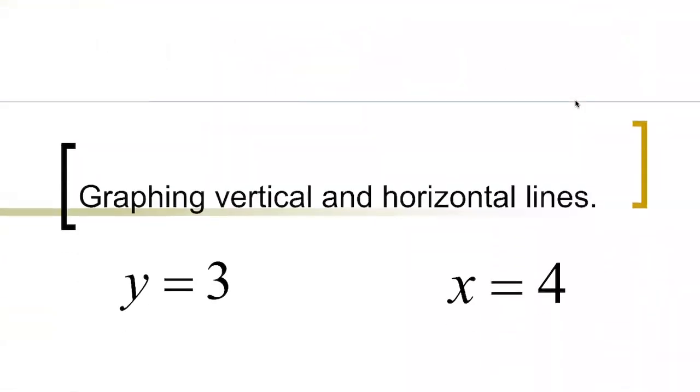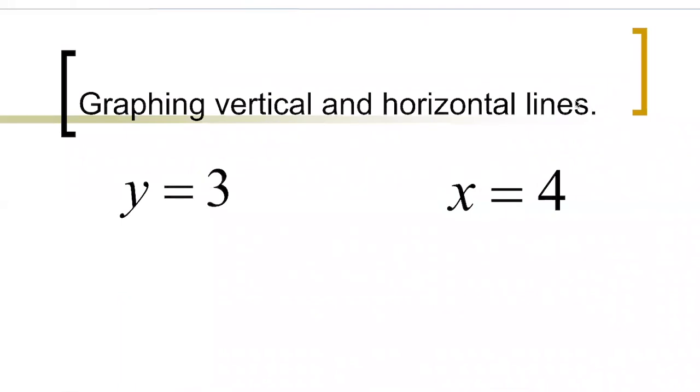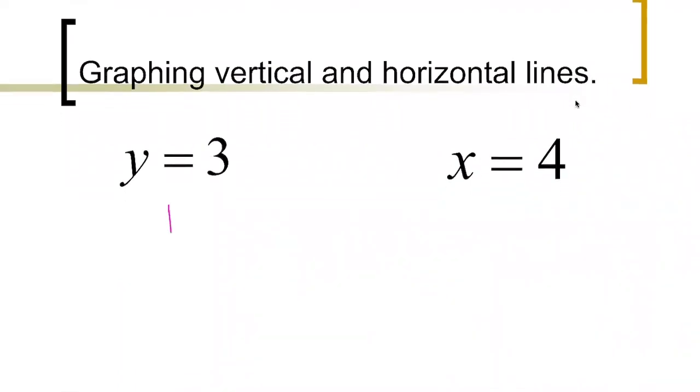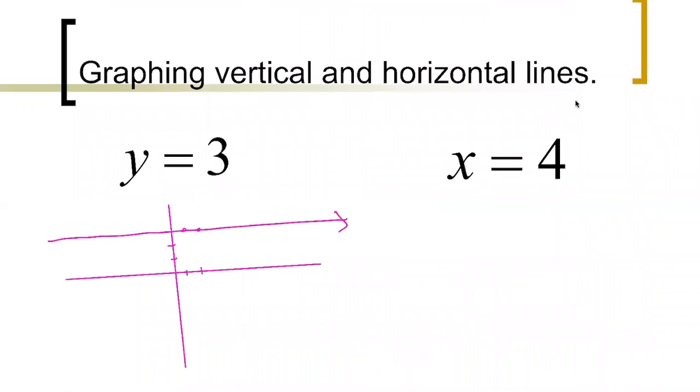The last thing that I want to talk about is vertical and horizontal lines. So if you have y equals 3, that means your y value is 3 no matter what your x value is. So if I had an x value of 1, my y value would be at 3. If I have an x value of 2, my y value is at 3. So if you think about that, if you have infinitely many points, we're creating that line. So when you have y equals 3, you're creating a horizontal line.